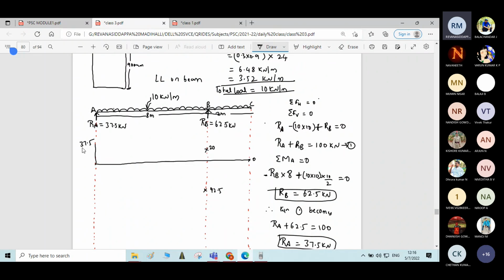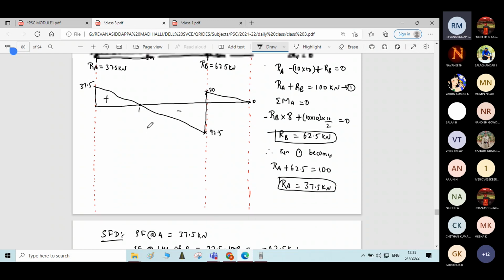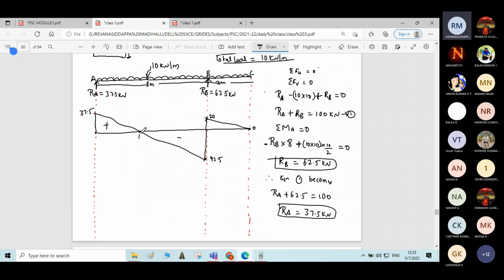Now join all the points. So here you've drawn the SFD. See here, when we draw the SFD, there is shift of SFD from positive to negative, correct? So at this particular point, bending moment will be maximum. Bending moment will be maximum where the shear force is 0. That is why I asked you to draw the SFD.